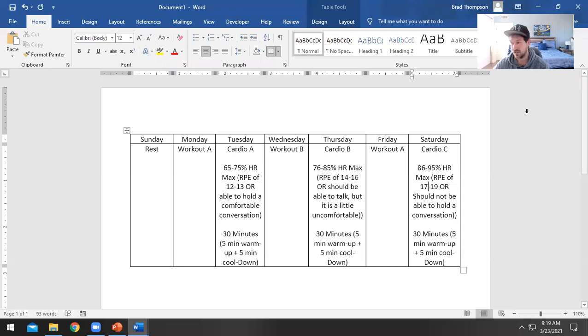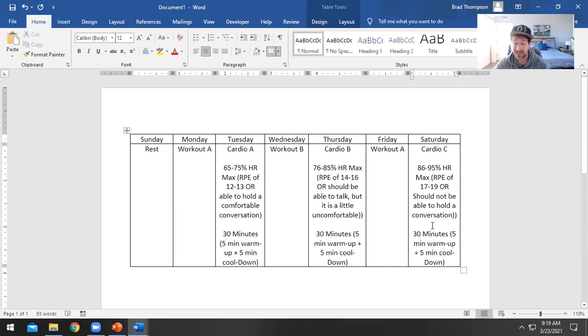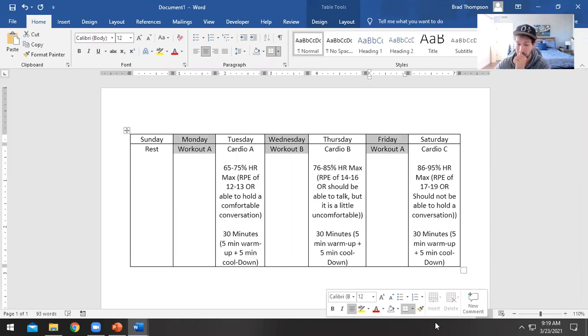And because it's 75 minutes of high intensity, and we get our warmups and our cool downs in there for an additional 10, 20, 30 minutes, that's 90 minutes overall per week. We're definitely hitting the bare minimums here. And this is before we take into account that we are strength training 3 other days per week.